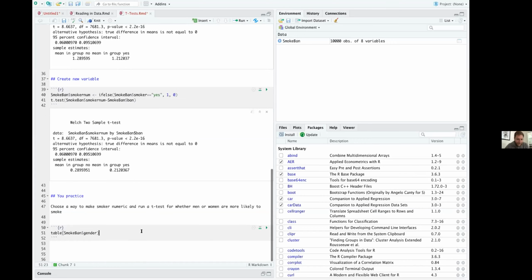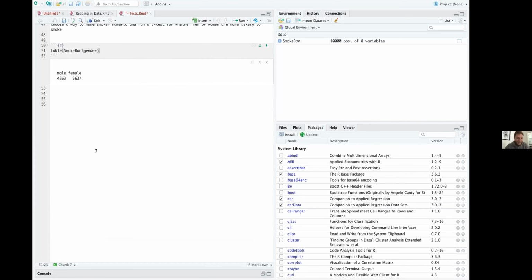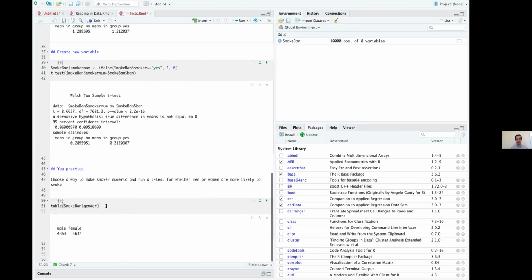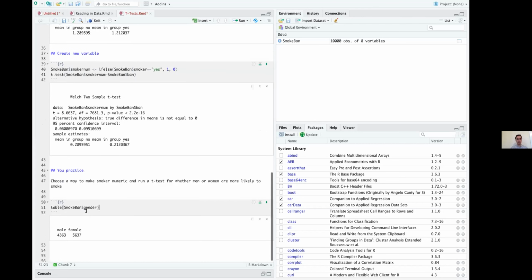All right. I don't know if this is the thing to do. What is this gonna tell me? Well, it's a good thing to check because it shows you that your gender variable only has 2 levels. So you know you can use it in a t-test. Okay. Right, but I have to make this numeric. Is it numeric already? Oh, well, but we want to make smoker numeric, not gender.